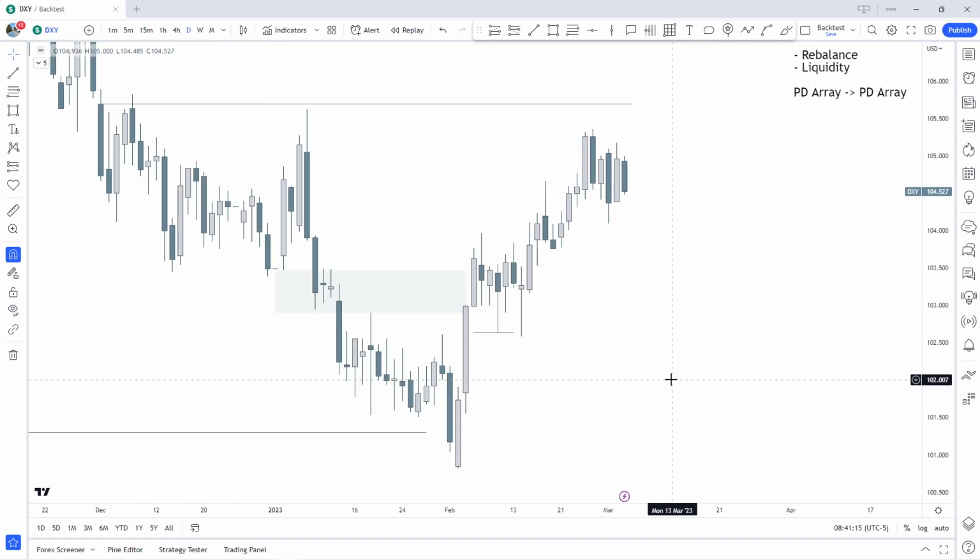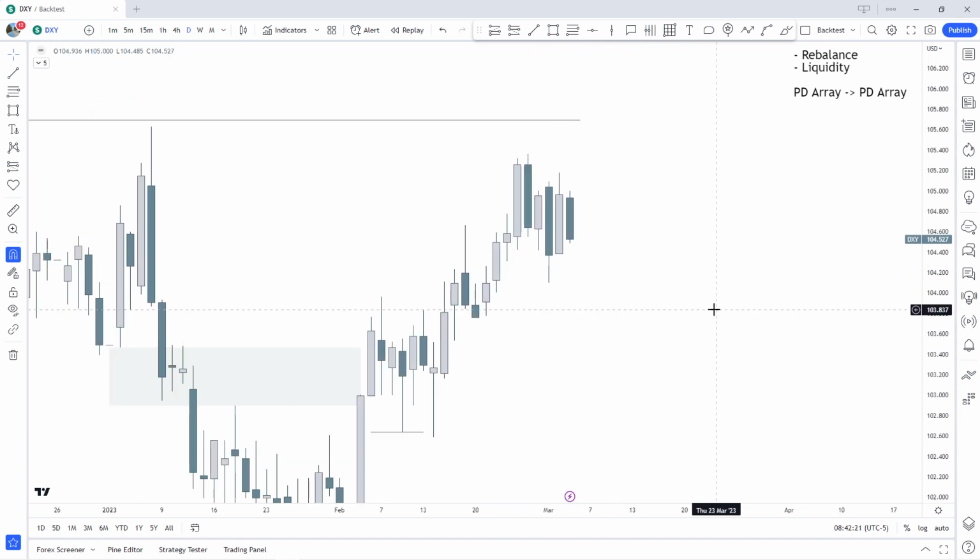Now let's ask ourselves what the monthly draw on liquidity likely is. It's right here. So if we have a daily order block here, what does that mean in the sense of our order block video? That this is not an order block. It's likely low probability because the monthly draw on liquidity is here. So our narrative will be the discount arrays would need to hold here in order for price to get here.